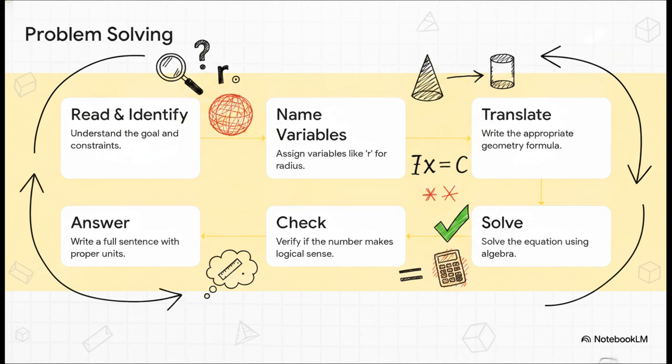So how exactly do we apply those practices? Well, we use a super streamlined, step-by-step problem-solving strategy adapted straight from the OpenStax pre-algebra text. First, you read and identify the goal. Second, name the variables, like using an R for radius. Third, translate the situation into a geometry formula. Fourth, solve it using algebra. Fifth, check to see if the number actually makes logical sense. And sixth, and this is absolutely critical for communication, answer with a full sentence and proper units. This framework empowers us to tackle really complex spatial problems systematically.